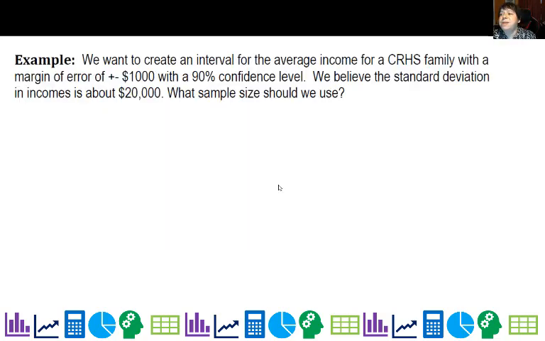We want to create an interval for the average income for a Cedar Ridge family with a margin of error of $1,000 with a 90% confidence level. We believe the standard deviation in incomes is about $20,000. What sample size should we use?